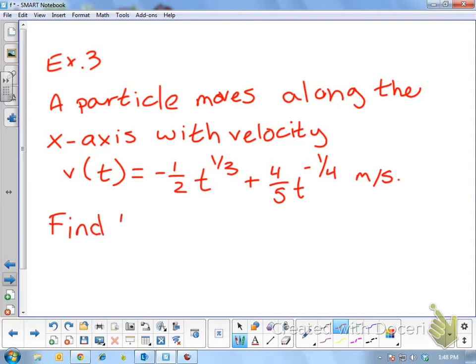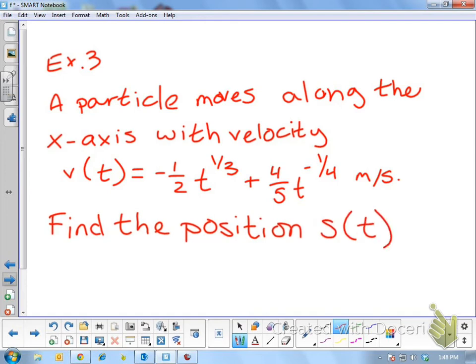Find the position. And remember, usually for position we either do x of t or s of t. I have no idea why they choose one over the other. This book is using s of t, assuming, and this time we really are probably going to get some weird decimal for c, s of 2 equals 1.